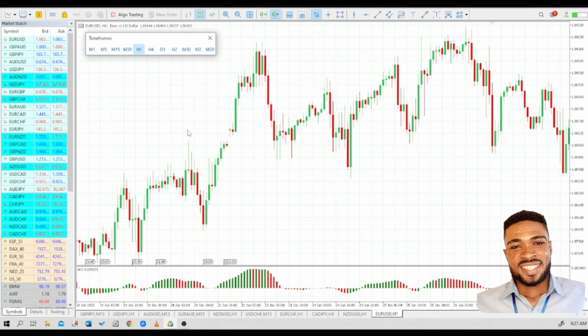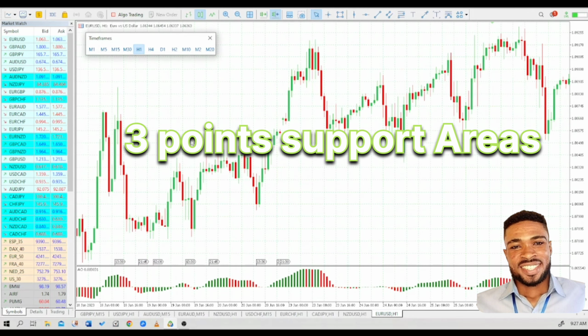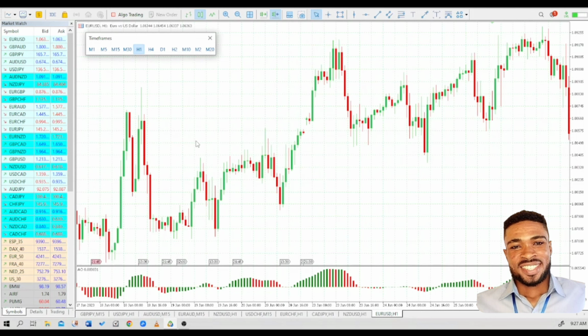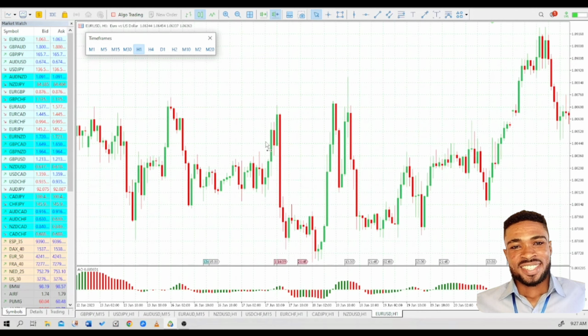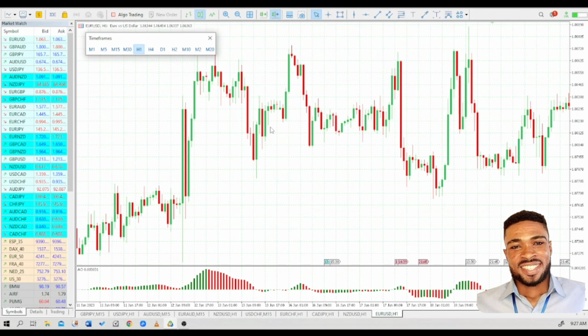So on the H1, what should I look for? I'm looking for 3-point support areas, okay? 3-point support areas for them to become my demand and supply zones. So for instance, on this chart, where can we see 3-point support areas? Good, we can see something here.